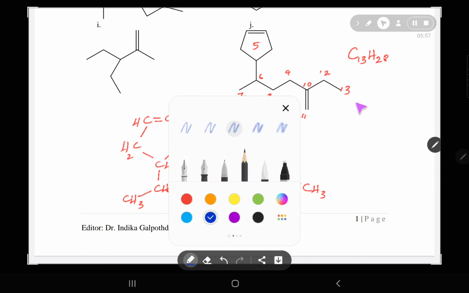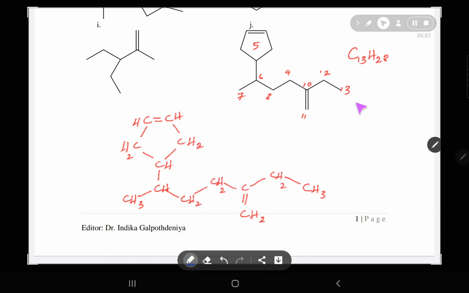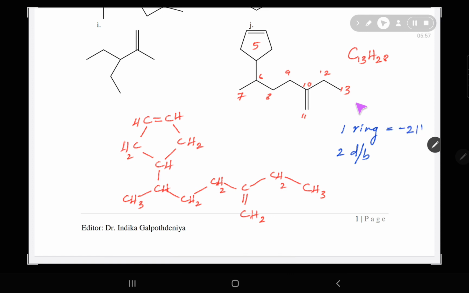This has a few features. It has 1 ring. It has 2 double bonds. Am I correct? Right, so 1 ring takes up how many hydrogens? It takes up 2 hydrogens. 1 double bond takes up 2 hydrogens, but we have 2 double bonds, 1 here, 1 here. So each double bond is 2 hydrogens, and the 2 double bonds are going to be 4 hydrogens.